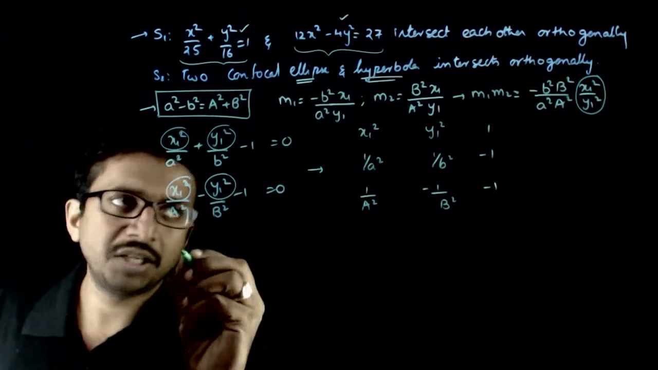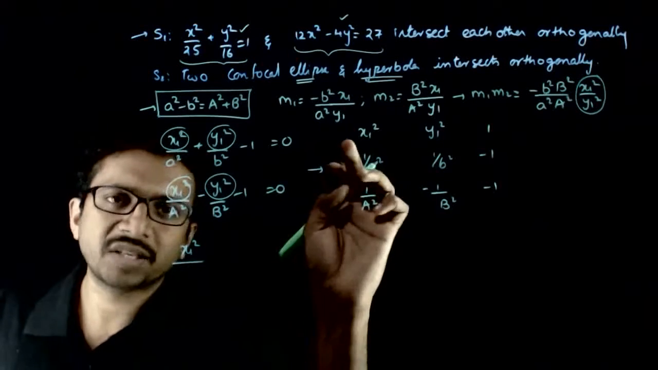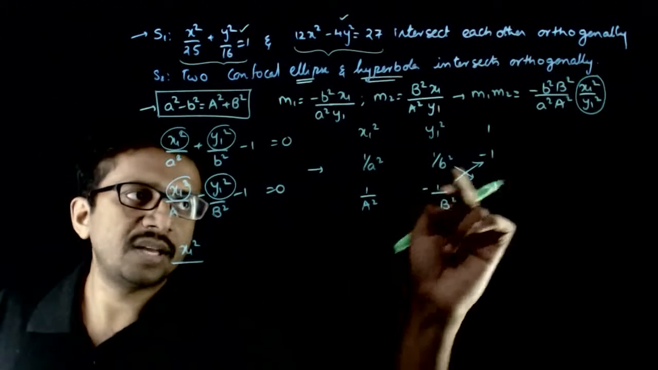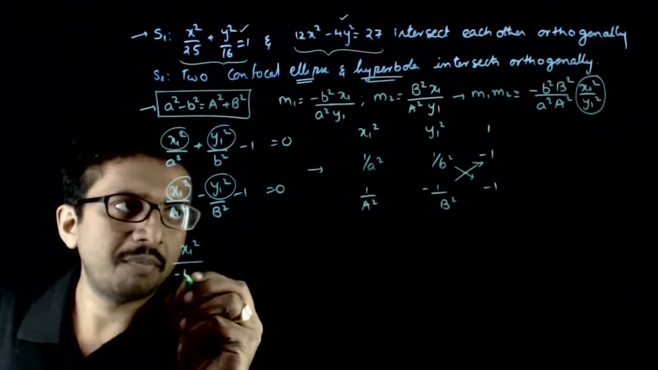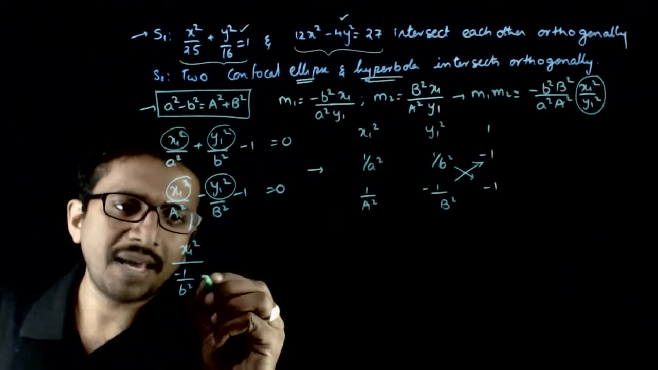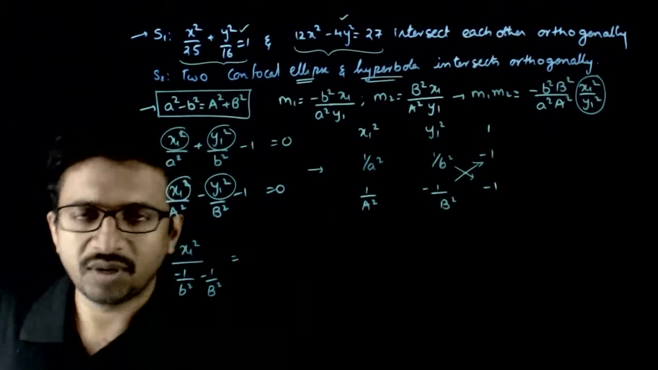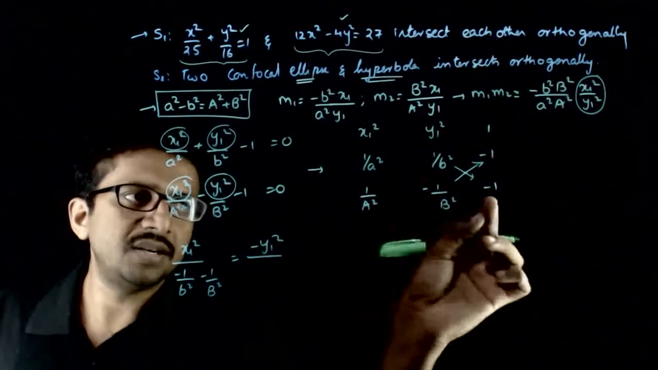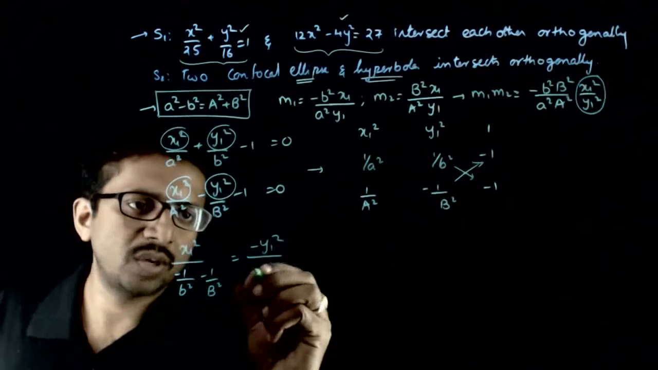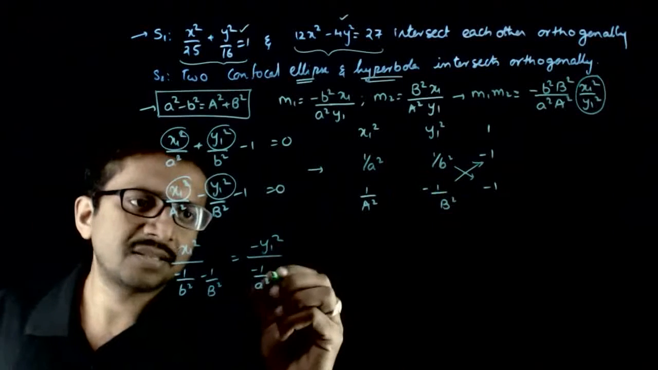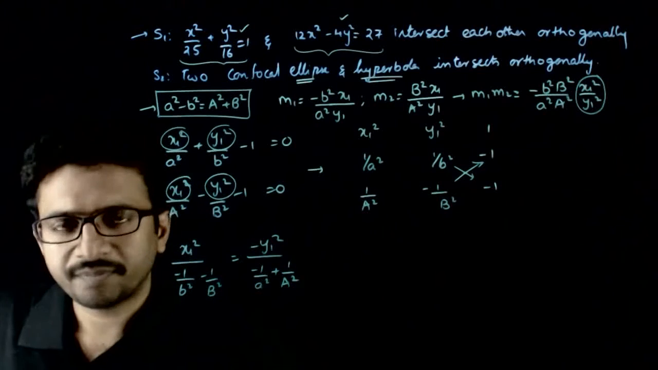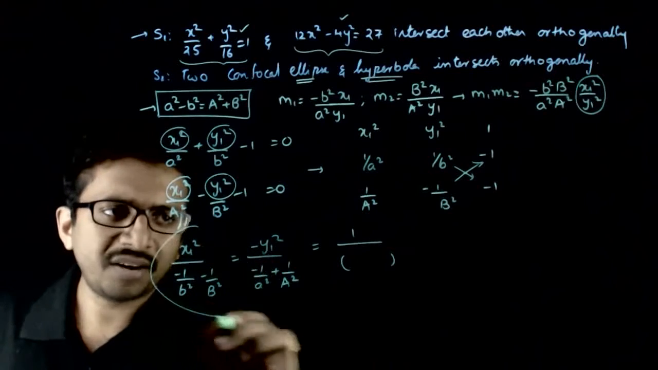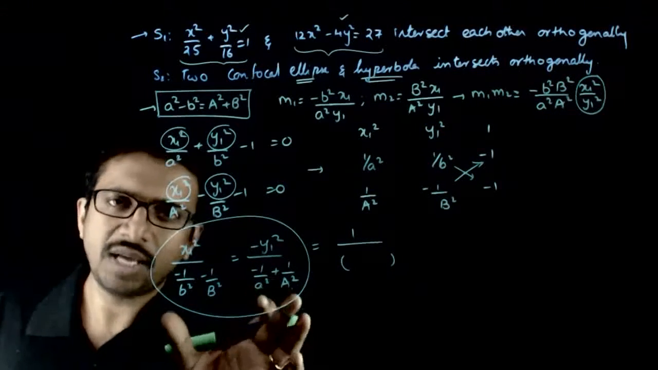So by cross multiplication rule, you get x1 square divided by this into this minus this into this, minus 1 by small b square minus 1 by capital B square, is equal to minus y1 square by this into this minus this into this, that is minus 1 by a square plus 1 by capital A square. So you have 1 by something, which doesn't really matter. I am only interested in the ratio of x1 square by y1 square. So I will use this.